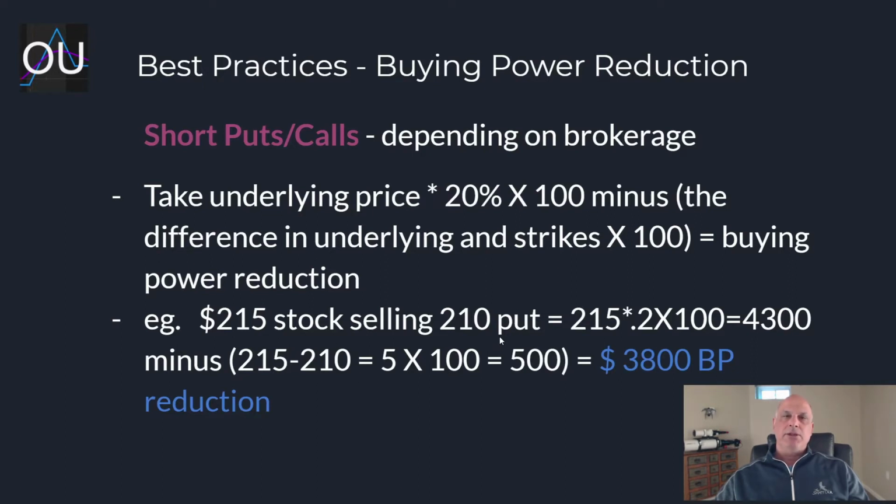So you might have to go to a 2 standard deviation move, which would give you less overall buying power reduction. And then there's other strategies. You can also just choose to sell a put spread in that case, which is dramatically less. We'll talk about that in a second here.